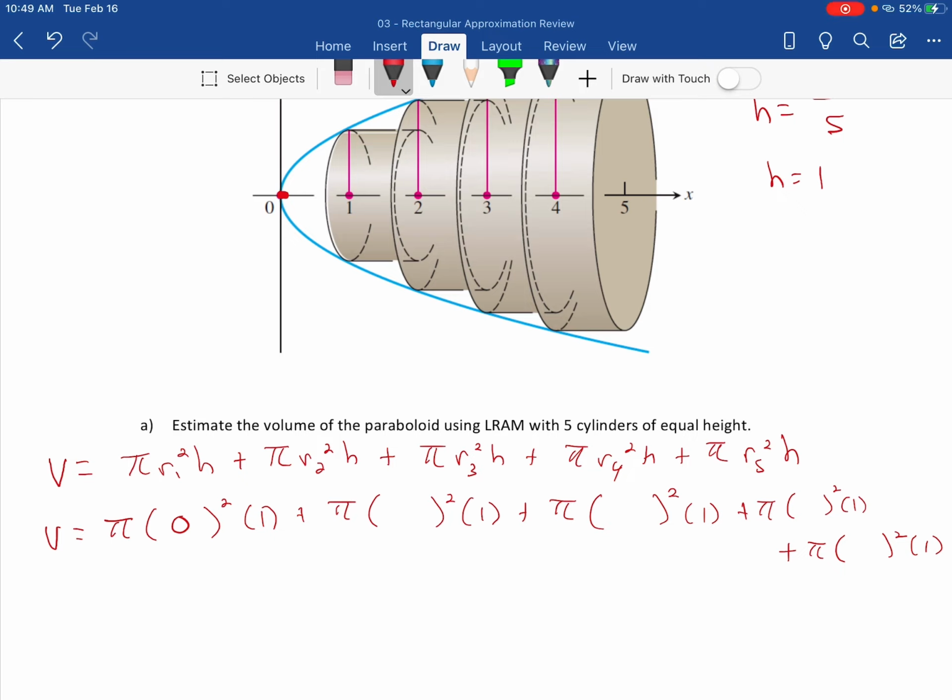Why wouldn't we use RRAM? And I'm totally with you. This one just asked you to do LRAM. And again, just like previous examples, maybe RRAM would be better, maybe MRAM would be better. Of course, more intervals would be better. But this is just for practicing and getting used to the method.